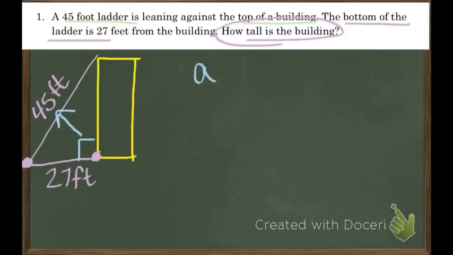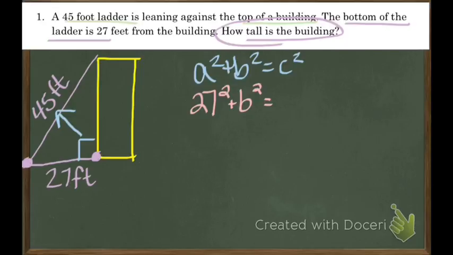So if I use a squared plus b squared equals c squared, I'm going to be looking for a what? If you thought, I'm looking for a leg, you're completely and 100% correct. We are looking for a leg. So I have one leg, is 27, so we're going to square 27. We're going to add it to b squared, and then we're going to have our hypotenuse, which is 45, and we're going to square it.